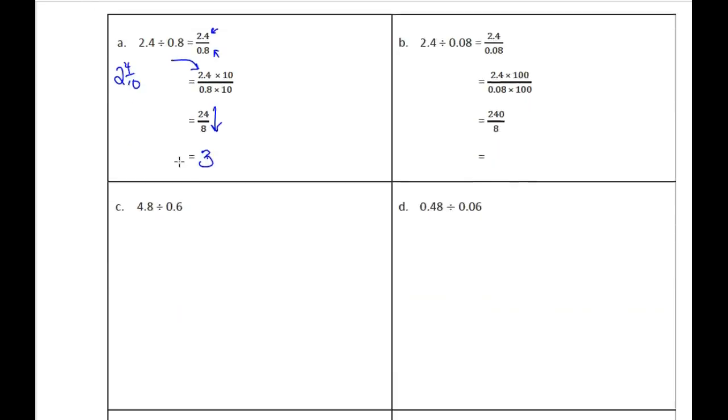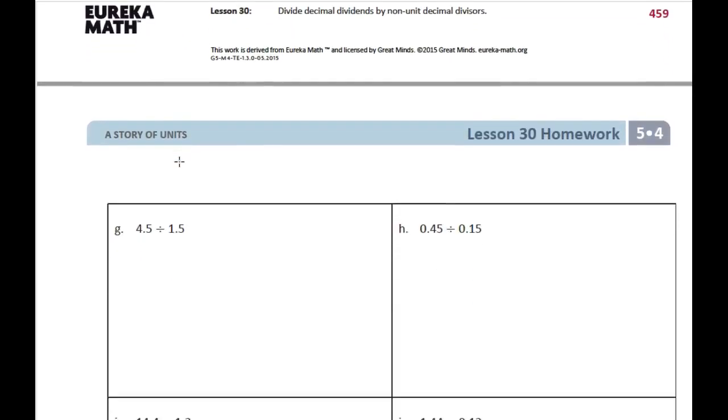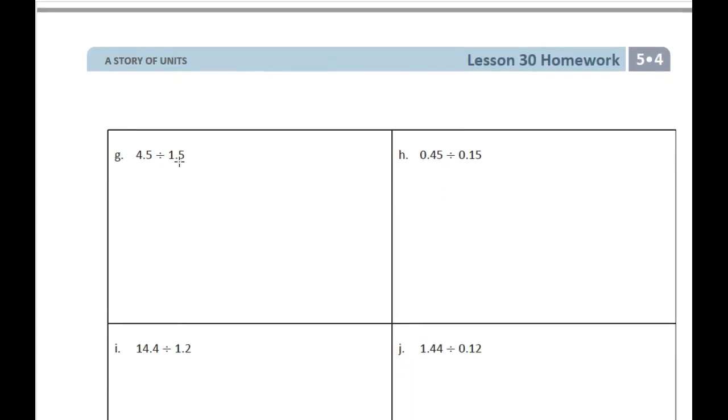Now I'm going to scroll on down, and we're going to take a look at both G and H. Here's why. We have a 4 and a 5 divided by a 1 and a 5. Here's a 4 and a 5 divided by a 1 and a 5. And we can see here we have a 5 in the tenths place. In this case, they moved that 5 to the hundredths place. So it'll be interesting because they've both moved the same amount.